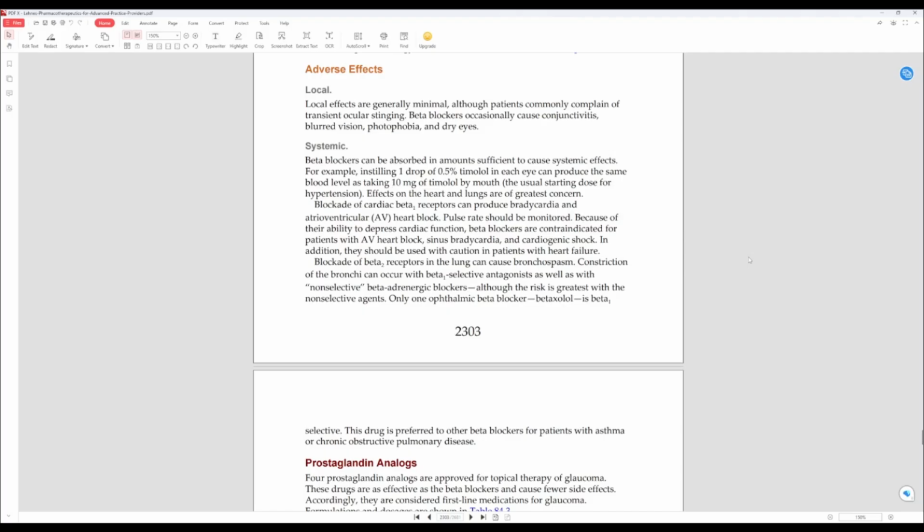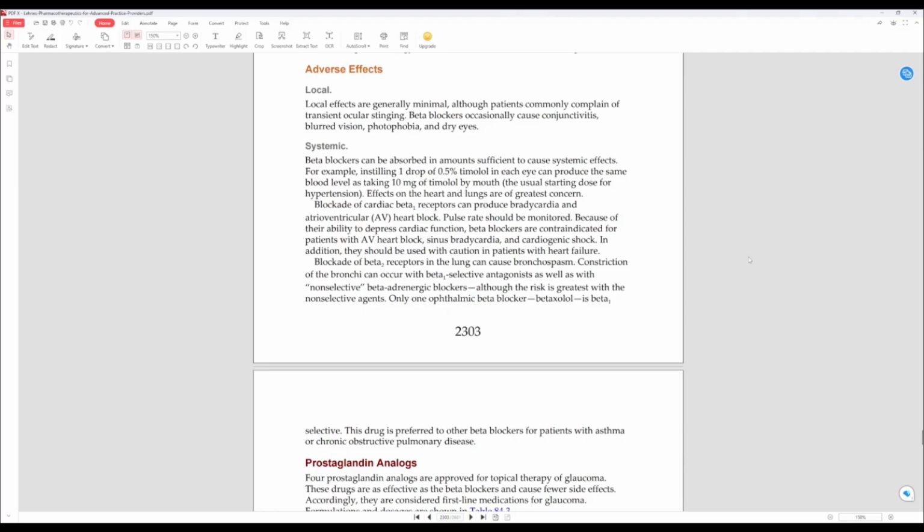The systemic adverse effects. Beta blockers can be absorbed in amounts sufficient to cause systemic effects. Instilling just one drop of 0.5% of timolol in each eye can produce the same blood level as taking a 10 mg of timolol by mouth. Effects on the heart and lungs are the greatest concern. Blockade of cardiac beta-1 receptors may produce bradycardia and atrioventricular heart block. Pulse rate should be monitored.